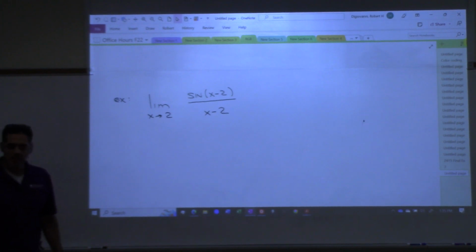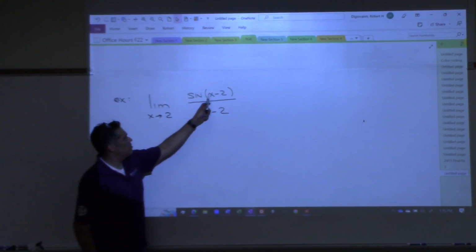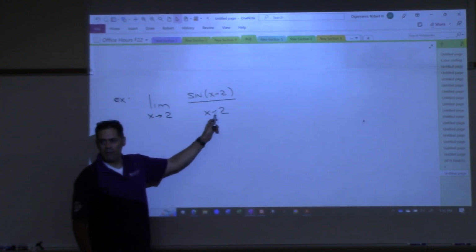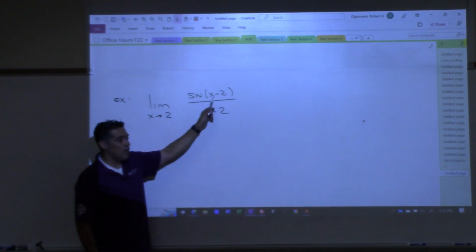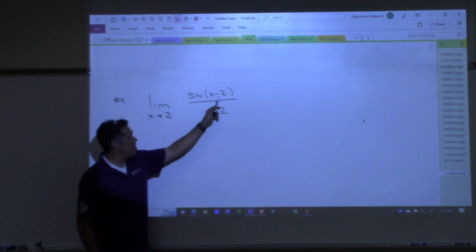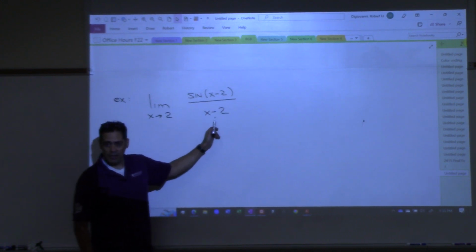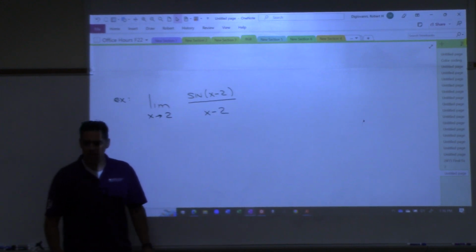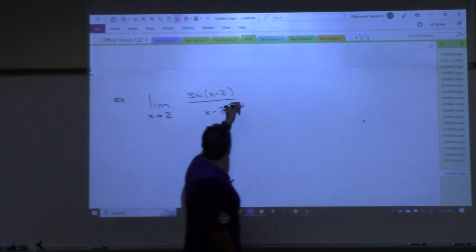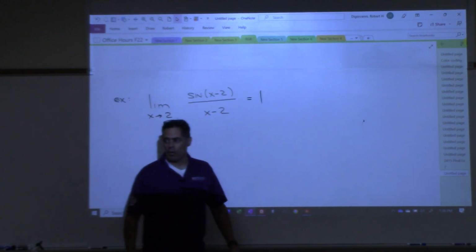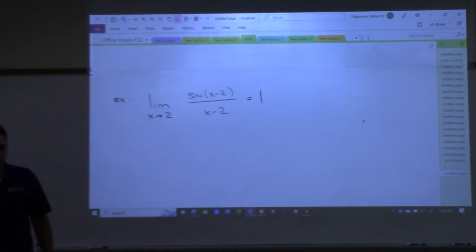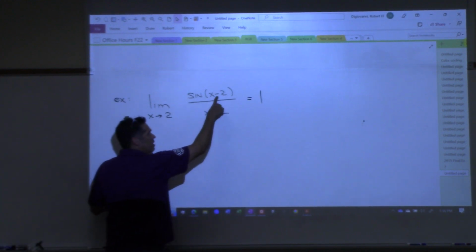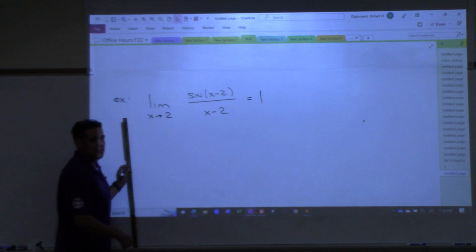So you look at it for a second. You let x go to 2, that goes to 0, right? Do we have sine of junk over junk? Yes. Do these junks match exactly? Yes. Do the junks go to 0? Yes. So the answer is 1. And that's it. You don't have to do any more work, right? The key is that you have to have sine of junk over junk. The junk has to match, and the junk has to go to 0.